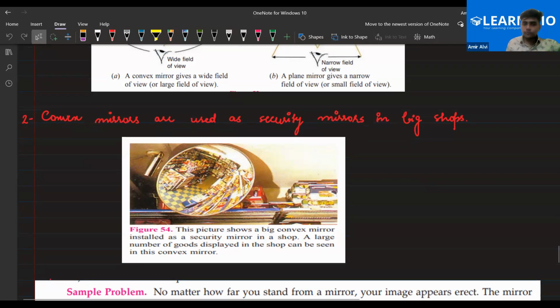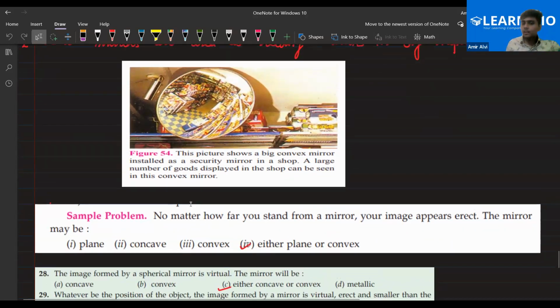Yes. Sure, that's great. Like this question we have done in the class: no matter how far you stand from a mirror, your image appears erect. The mirror may be either plane or convex, because it is not talking about the size. It is just saying erect image. So an erect image is formed in both plane and convex mirror, because in a plane or convex mirror the object distance does not matter, but in concave the object distance matters, because there is only a single case in which the image is formed virtual and erect. Is this clear to all of you? Please let me know once.